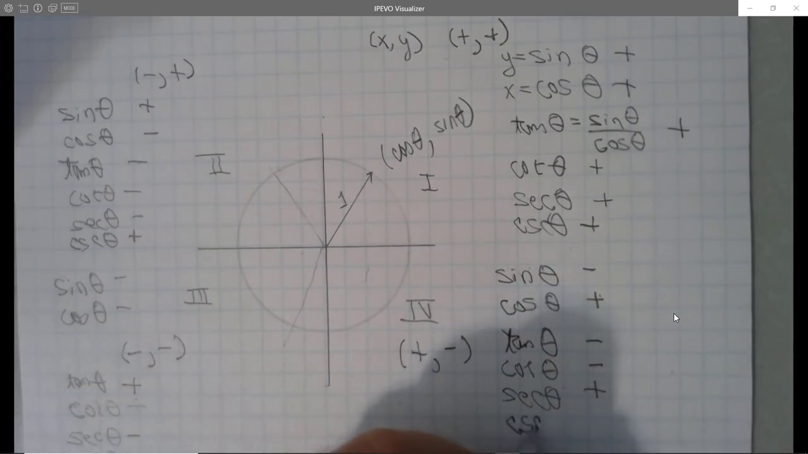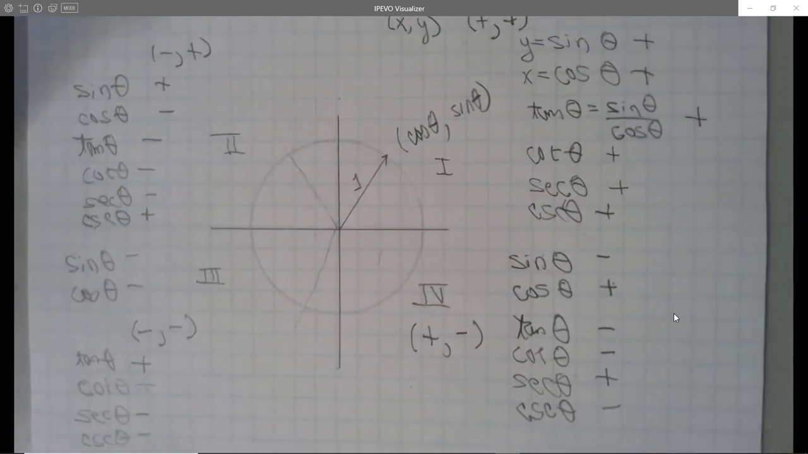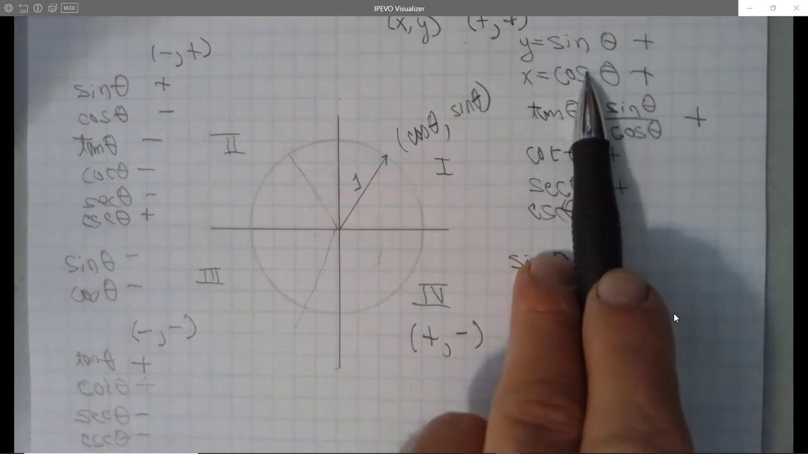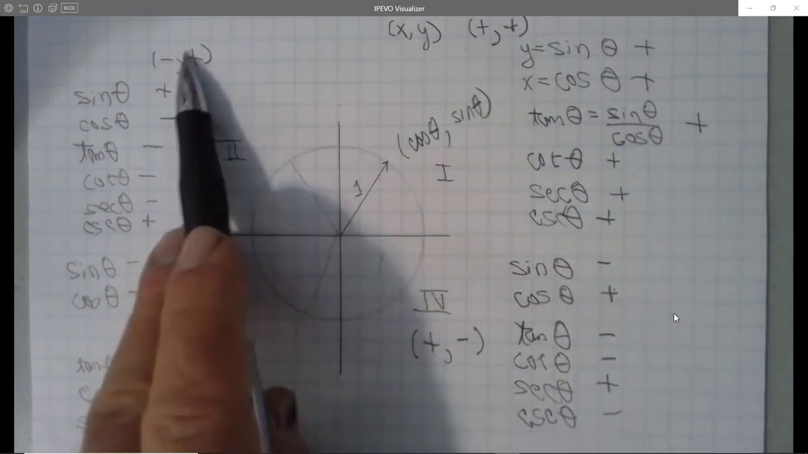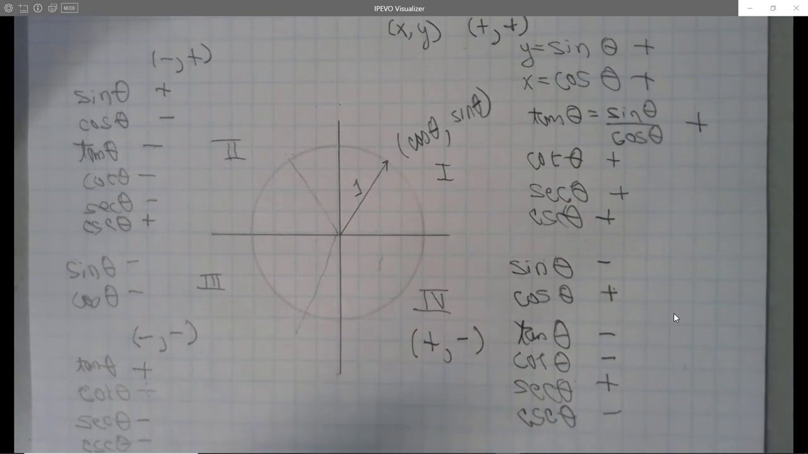So I don't think that just raw memory is the best way to approach this pattern. You remember that the x-coordinate is cosine, the y-coordinate is sine, and then you'll know just from the picture whether each one of those is plus or minus. For anything else, you can figure it out.